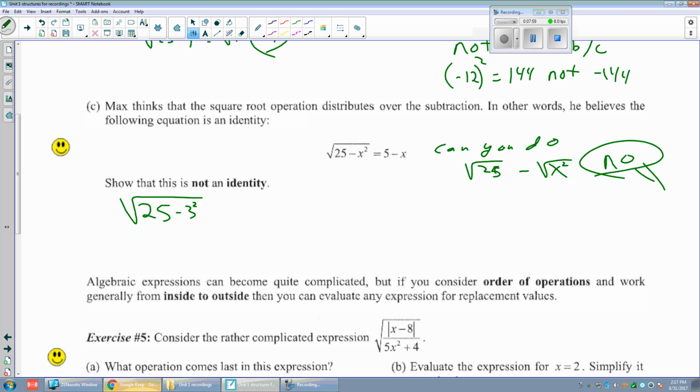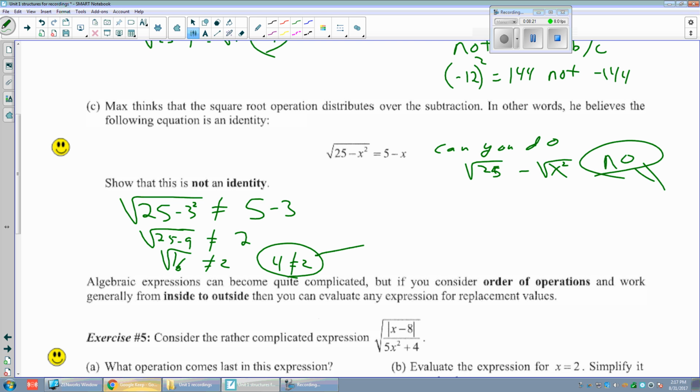Minus 3 squared does not equal 5 minus 3. This is the square root of 25 minus 9. See, that's where a 9 was stuck in my head. Does not equal 2. Okay, the square root of 16 does not equal 2, because 4 does not equal 2. Okay? No, does not work. We just showed it.